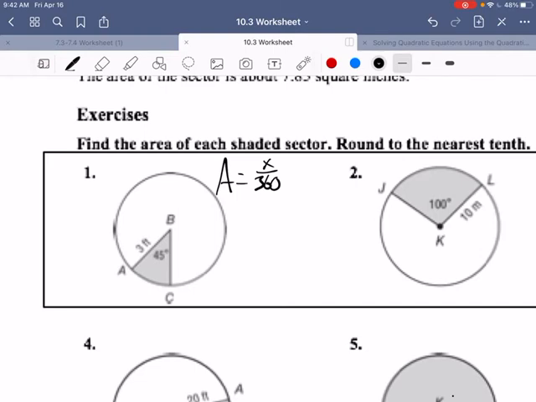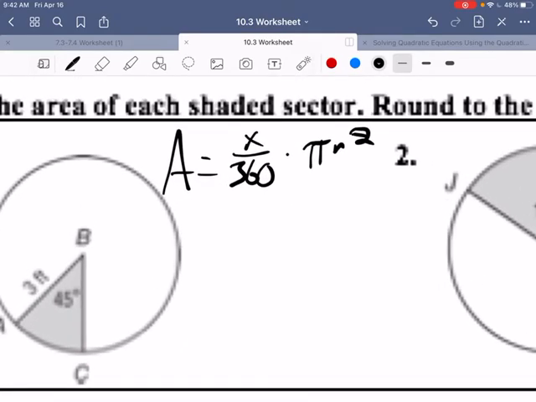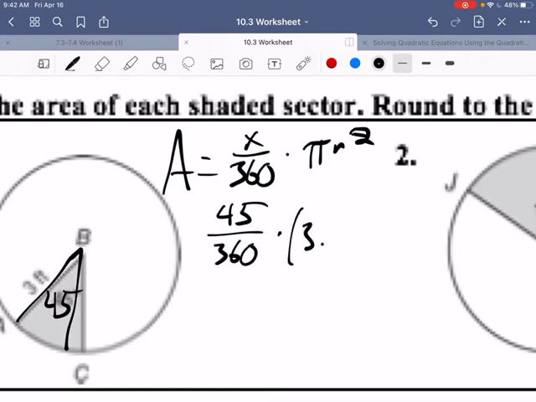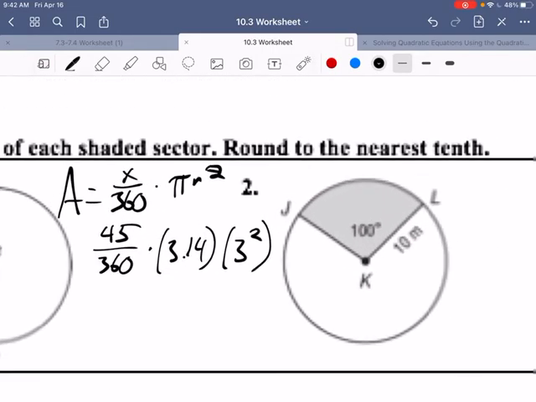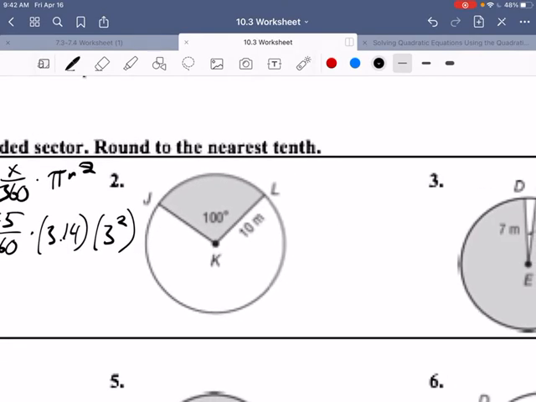Okay. Well, we see that our shaded area, the angle is 45, so 45 over 360 times 3.14, and our radius is 3, so 3 squared. Okay, you can plug that all into your calculator and get your answer. Again, here we see that 100 is going to be our x, so it'll be 100 over 360 times 3.14 times 10 squared.